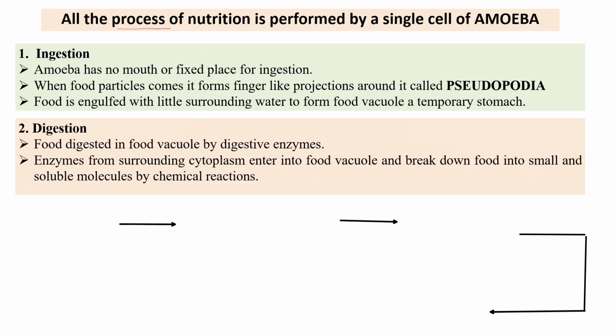Here we are going to study the process of nutrition in a single cell of amoeba. So the process of nutrition consists of the same 5 steps: ingestion, digestion, absorption, assimilation and egestion. So we'll begin with ingestion. So we can see here, this is amoeba with an irregular body shape and a nucleus. It has no mouth or a fixed place for ingestion.